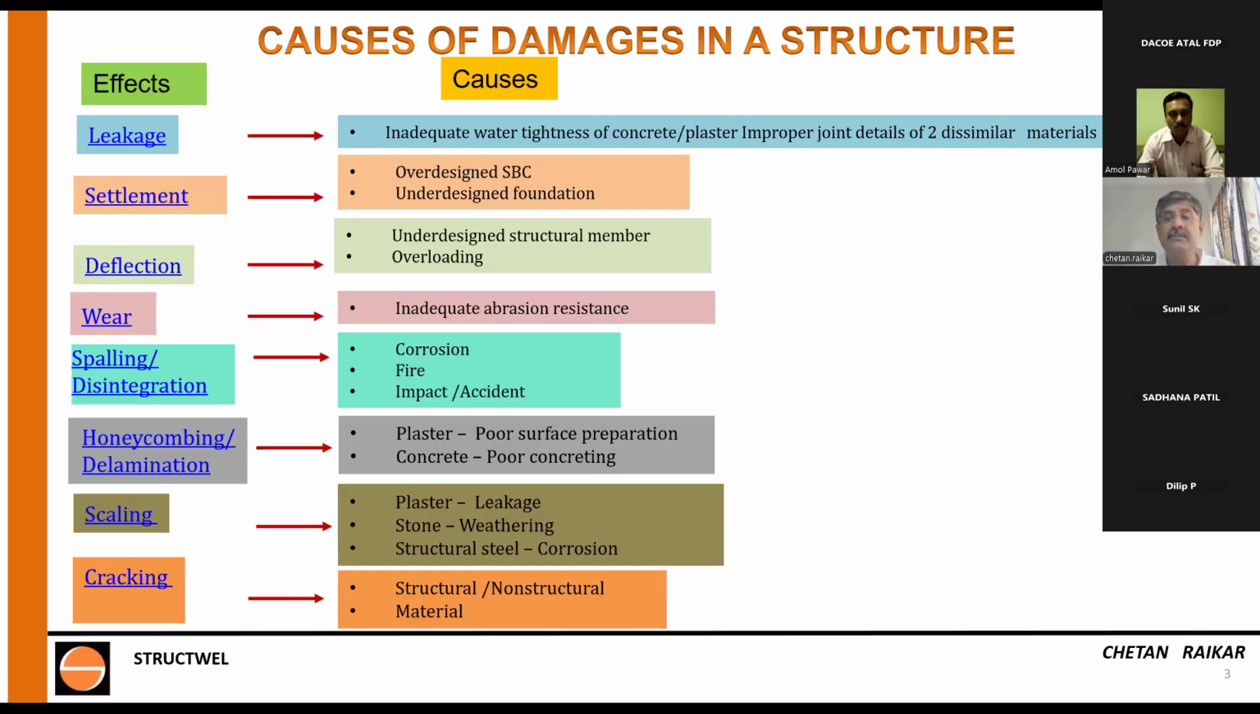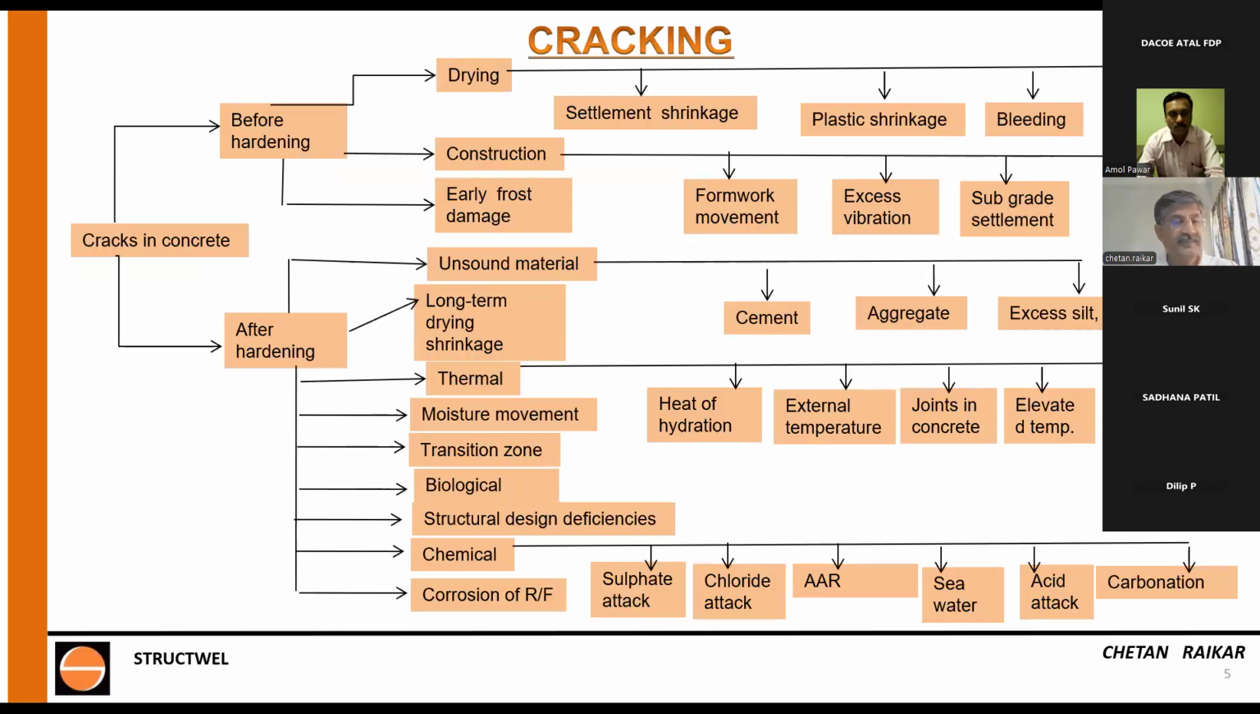And there can be cracking in material, age related. Wood can crack, steel can crack, stone can crack, brick masonry can crack as a component. Brick masonry as a material can crack, and concrete can crack. This is again a huge slide where I have tried and compiled all the possible cracks that one sees in concrete. I have broadly divided the cracks into before hardening and after hardening.